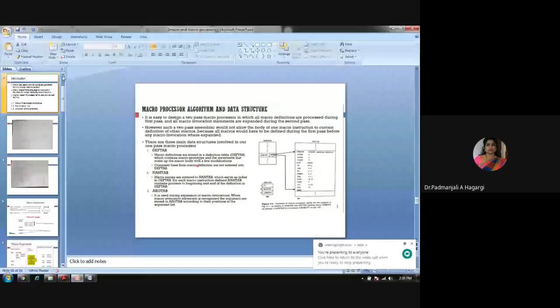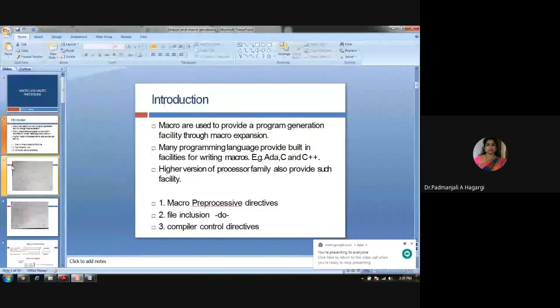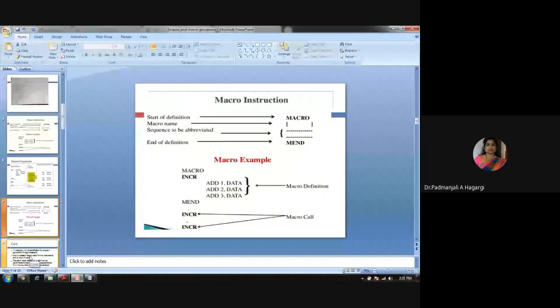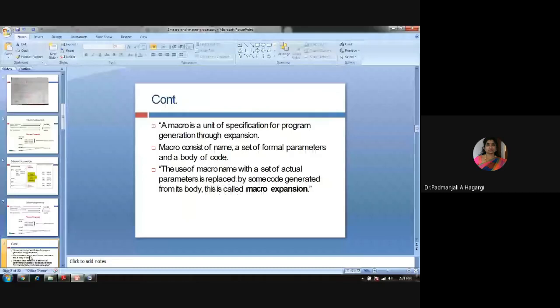You can also recall, a macro is nothing but a shorthand version of a program. And what is the definition of a macro? Macro definition is nothing but defining a macro. And what is a macro call? Macro call is nothing but a macro invocation.